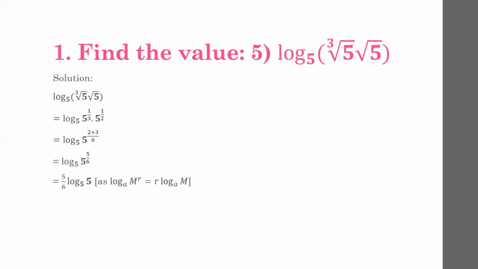Now we can apply the formula of log a base a, which is 1. So according to that, log 5 base 5 is 1. So 5 by 6 into 1, as log a base a equals 1. So multiplying 1 with 5 by 6, we will have 5 by 6. So this is the solution of our number 5 of number 1, which is equal to 5 by 6.